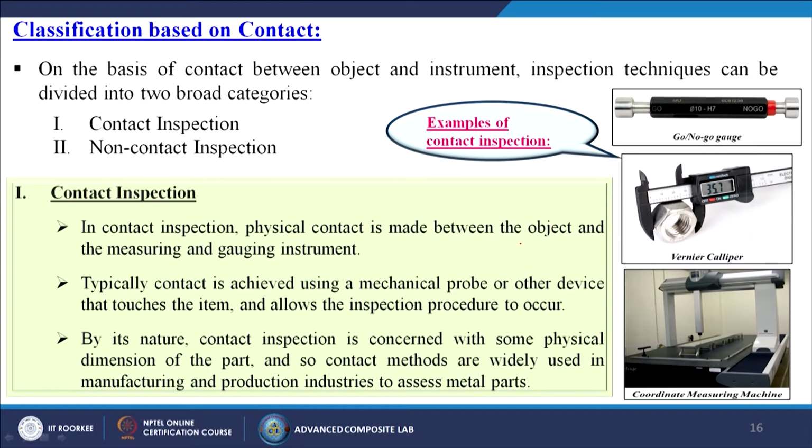Now, classification based on contact. On the basis of contact between object and instrument, inspection techniques can be divided into two broad categories. One is called the contact inspections, another one is called the non-contact inspections.